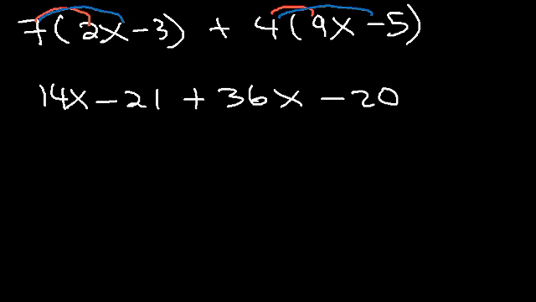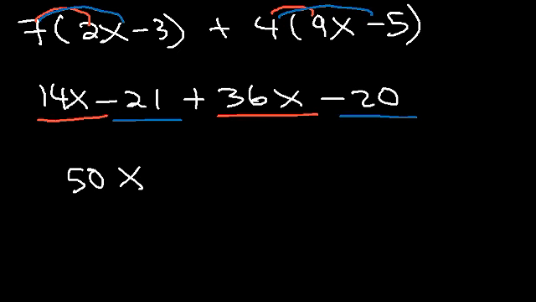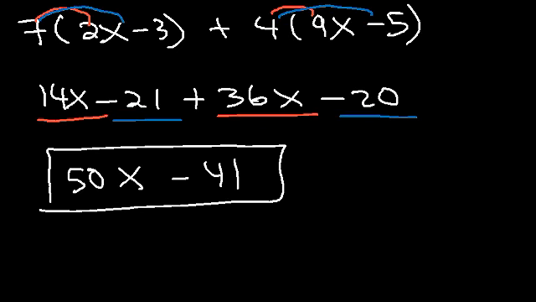Whenever you multiply two positive numbers, you will get a positive result. If you multiply a positive number and a negative number, you're going to get a negative number. And whenever you multiply two negative numbers, you're going to get a positive number. So make sure to remember those rules. Now let's combine like terms. So 14x plus 36x is equal to 50x. Negative 21 plus negative 20, which is the same as negative 21 minus 20, that's negative 41. So this is the answer to this particular problem. So that's all you need to do.